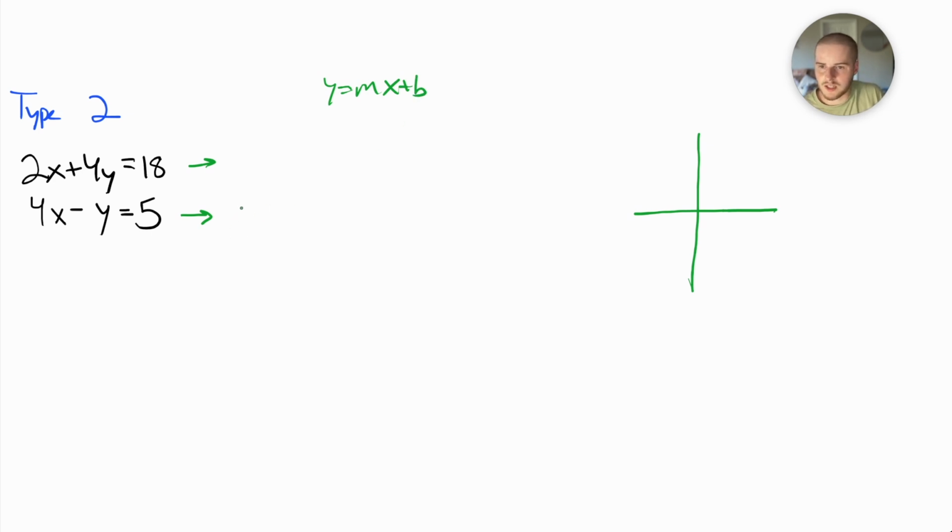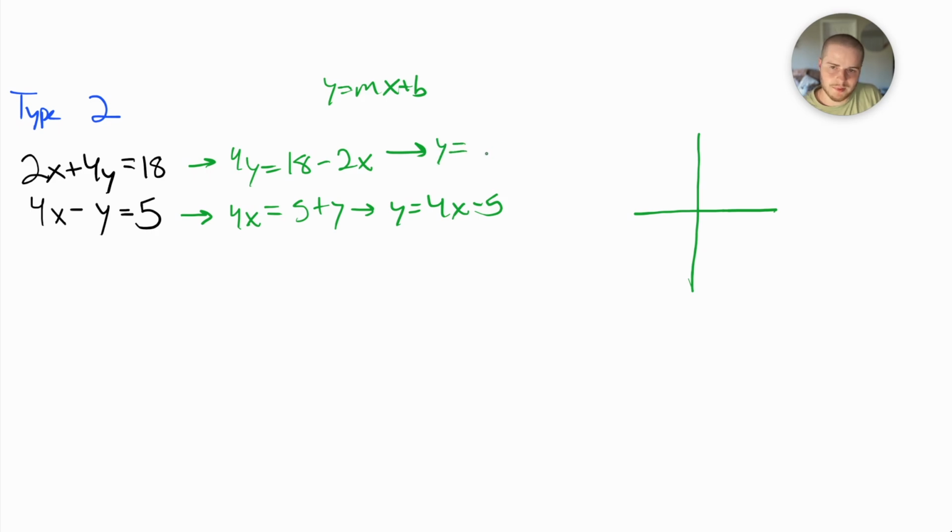So we can say that this is equal to, let's see, 4x equals 5 plus y, which goes to y equals 4x minus 5. And here we can say 4y equals 18 minus 2x. And that's going to go to y equals, let's see, 18 over 4 minus 1/2 x.